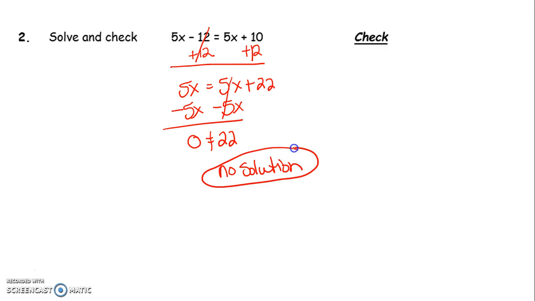There is no real value that we can substitute in here and make this equation true. So do we have to show a check? No, there's no way to show a check because there's no solution. I hope that helps with number 2. Make sure you can always pause the video to review if I'm going too fast.